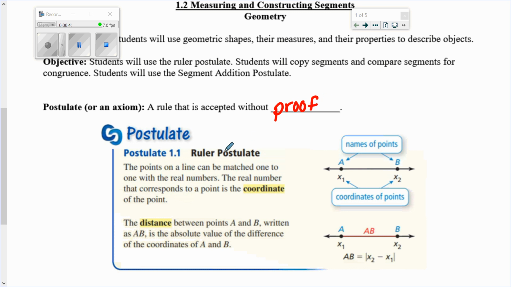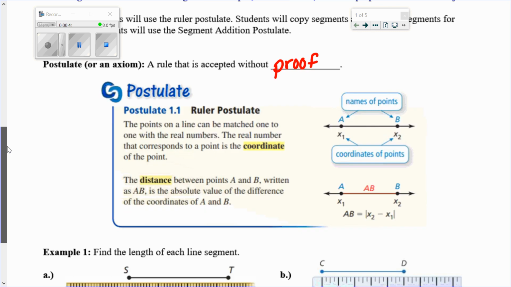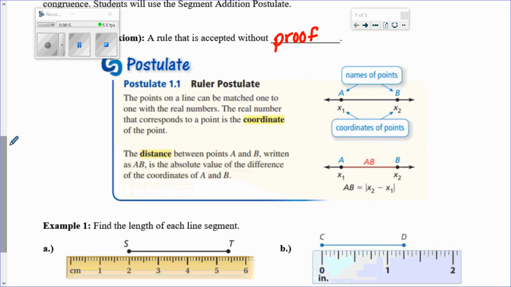Okay. So the first postulate is the ruler postulate. Basically it's the distance between 2 points. Whichever one you use, if you start with point A or point B, you're going to take the absolute value. We know when we take the absolute value, we're always going to get a positive answer, but it's just the distance between 2 points. That's all we're using, okay?